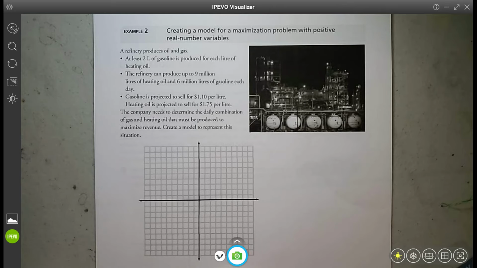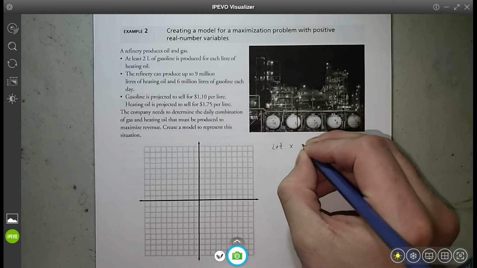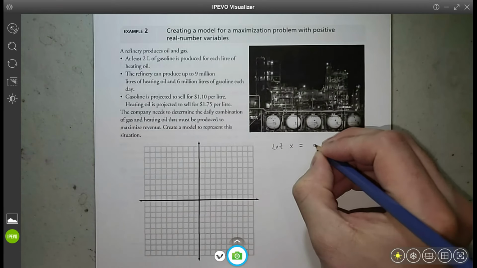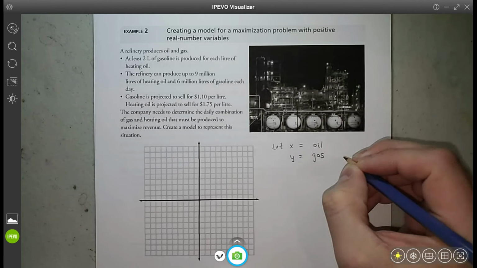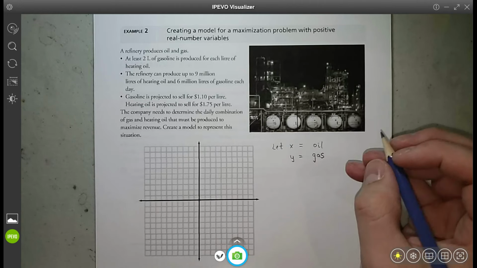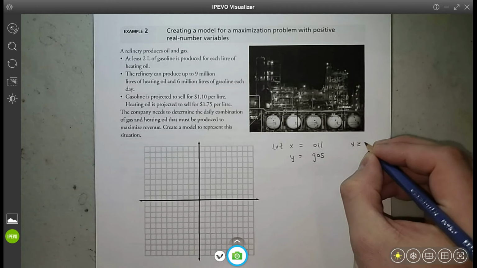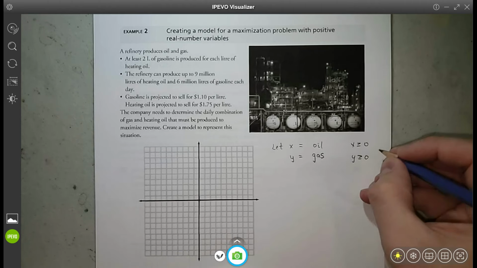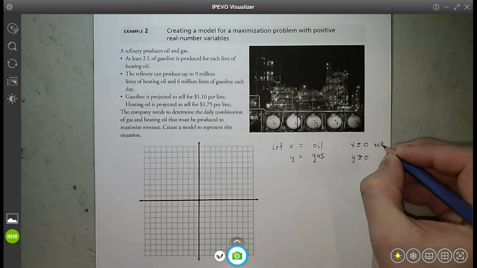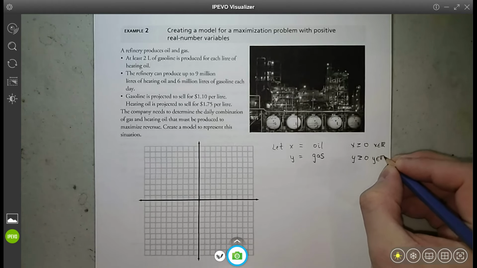A refinery produces oil and gas. So let X equal oil and Y equal gas. So we've declared some variables because it's a real life problem. X is greater than or equal to 0. Y is greater than or equal to 0. X is an element of the reals because we can have partial liters. Y is also an element of the reals.